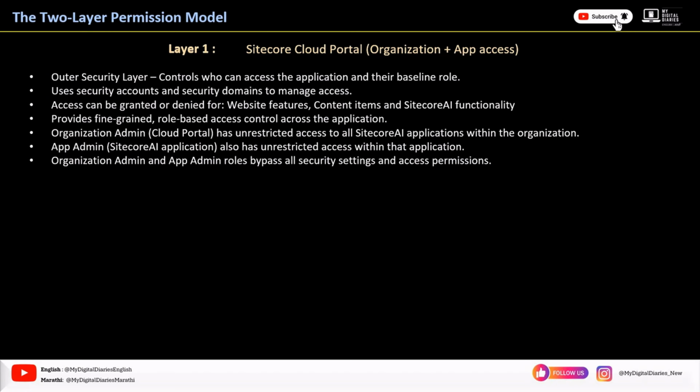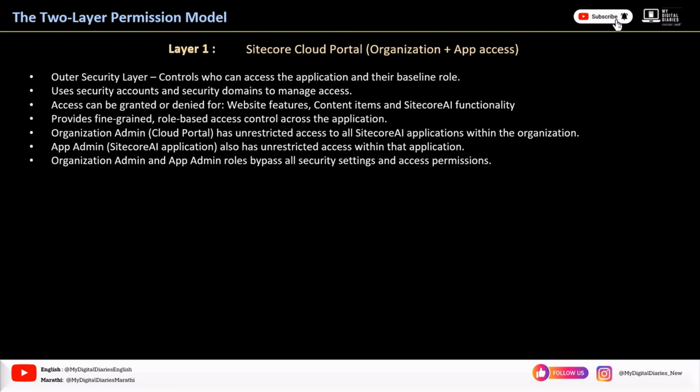Organization admin. Now at the top of this layer, you have the organization admin. This is a Cloud Portal level role, and it comes with unrestricted access to every Sitecore AI application within the organization. Nothing is hidden from this role. Then comes app admin. One level below that you have the app admin. This role is specific to the Sitecore AI application, and within that application, the app admin also gets unrestricted access.